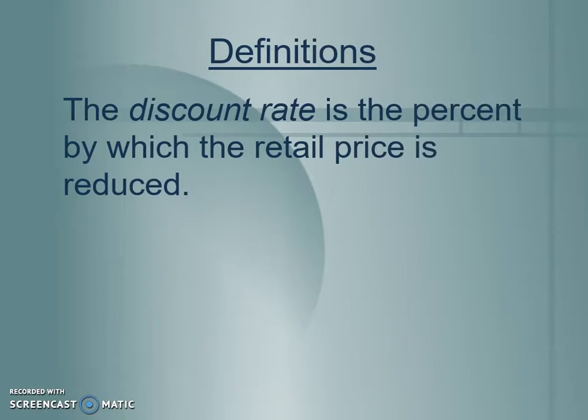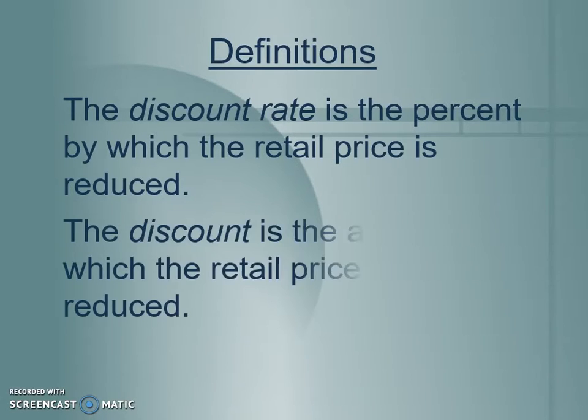The discount rate, this is the opposite end of it. So before we were marking it up to make it cost more to get to that retail price that we're going to pay, now this is maybe things aren't selling so well, or they want to get more people in the store, so they're going to give a discount. So they're going to take a little bit off the top of that retail price. So a discount rate is the percent by which the retail price is reduced. And the discount is the amount by which the retail price is reduced.